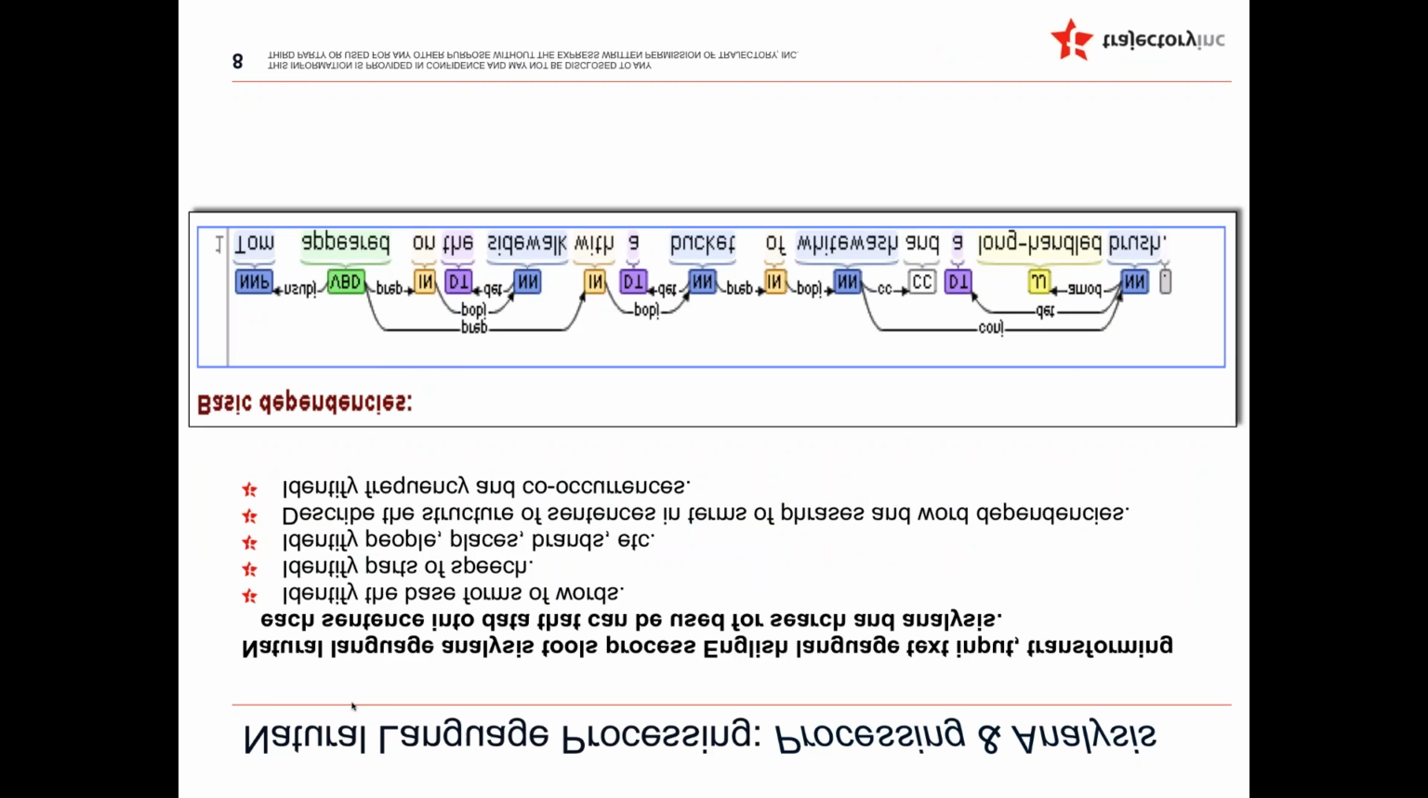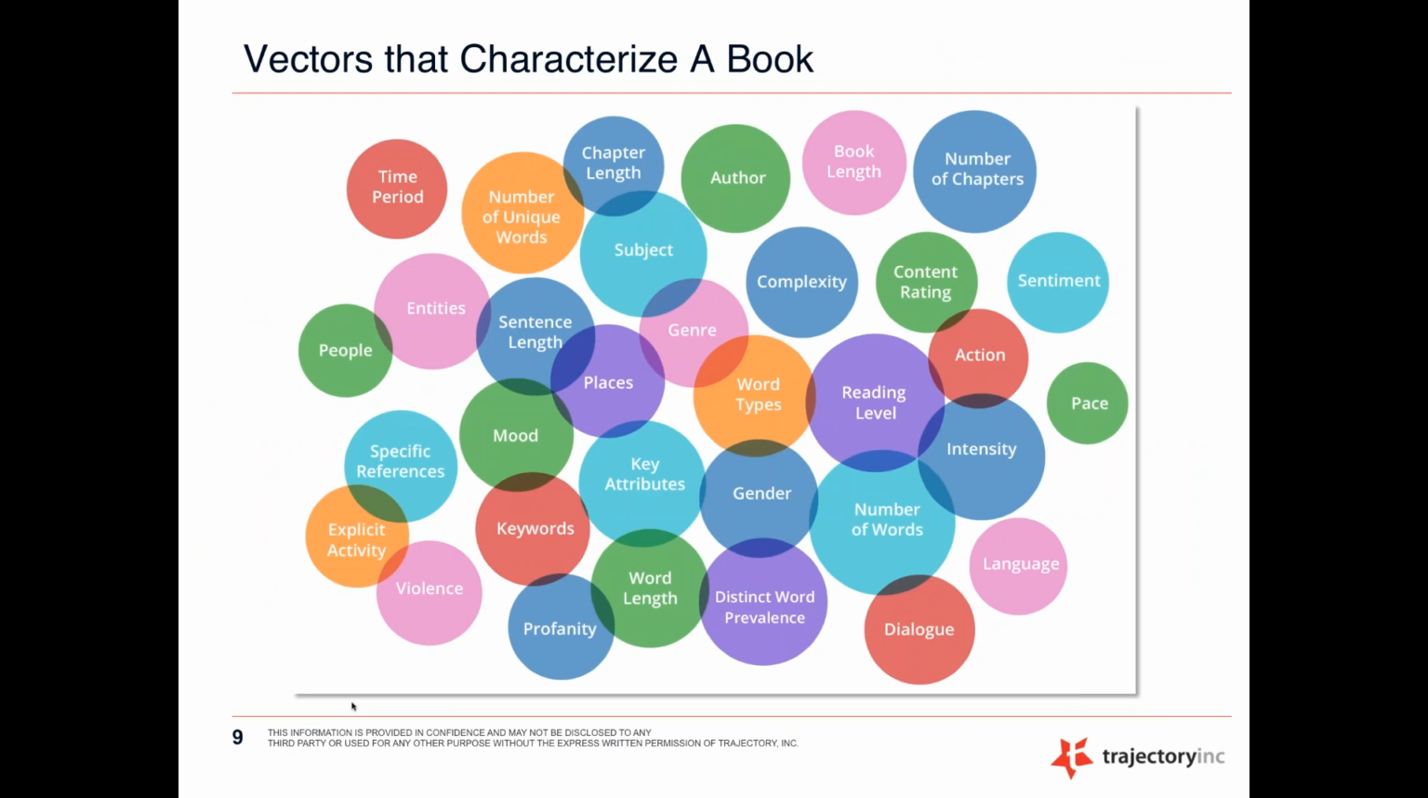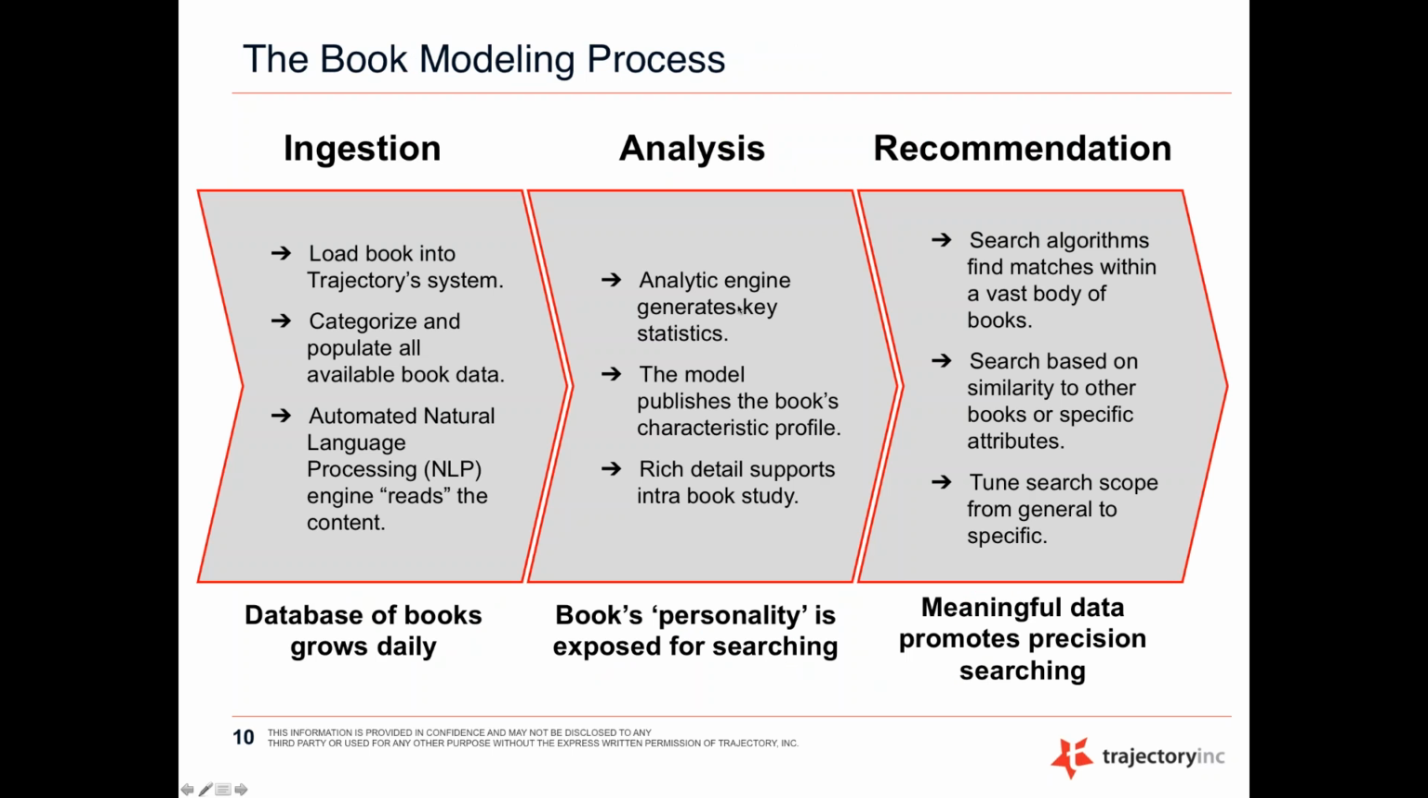Here are some of the vectors that we are using to characterize a particular book. Some of these are really germane to fiction or nonfiction, and then others are much more interesting for academic presses. Things like keywords, entity extraction, number of unique words, subject, of course, is important, etc. The way that our engine works, it's quite simple.